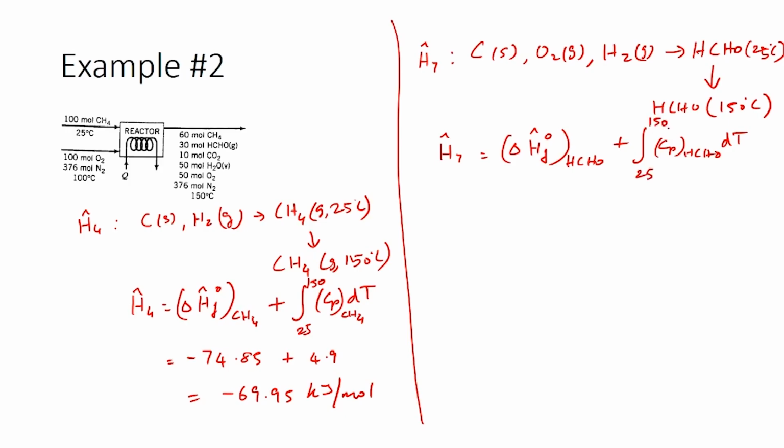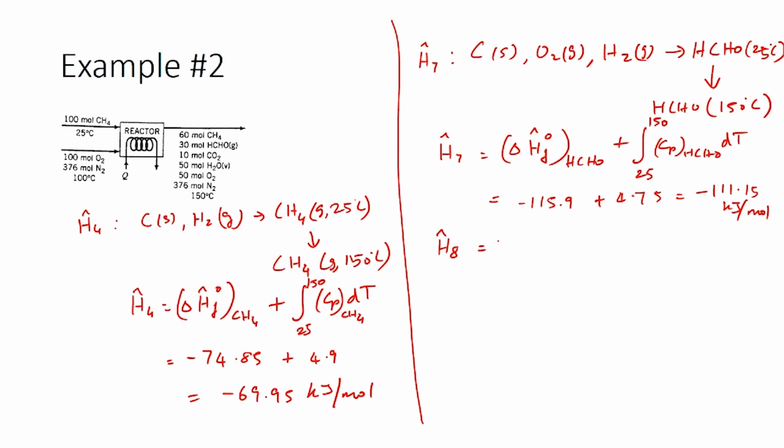degrees Celsius. Using the tables, you will be able to get the values for the heat of formation and for the Cp of formaldehyde. Substituting these, we can get H7 cap as minus 115.9 plus 4.75, which is equal to minus 111.15 kilojoules per mole.